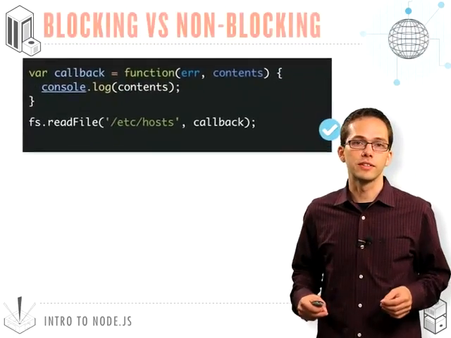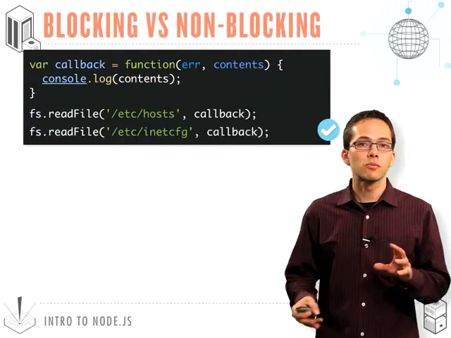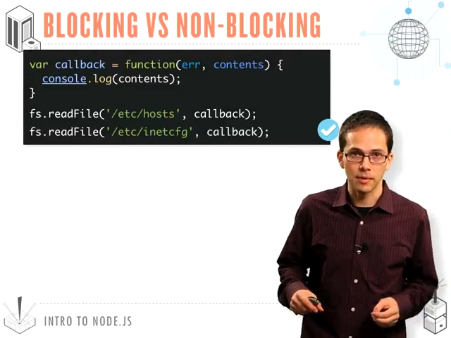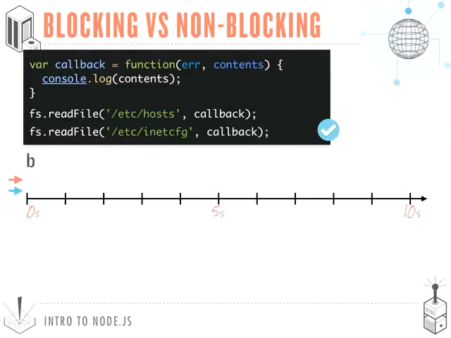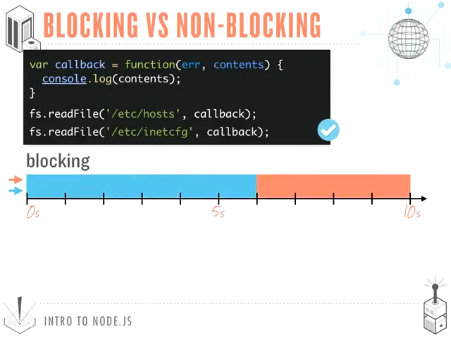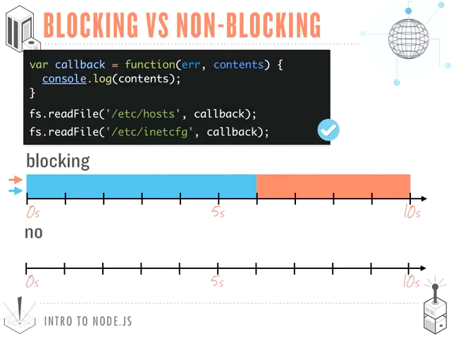Let's take a closer look at this code, and let's see what happens when we're reading two files at the same time. First of all, if we had to do this in a blocking way, and we look at the timeline, if this was blocking, it would read one file and then the next file. However, since our code is non-blocking, if we read two files at the same time, they're going to read in parallel and happen much quicker.